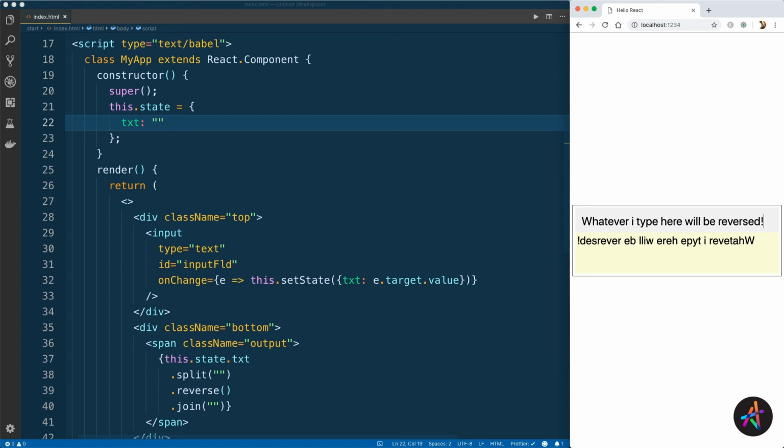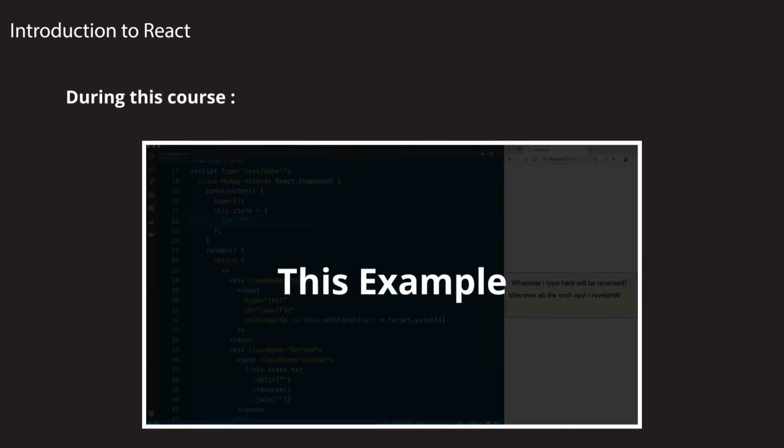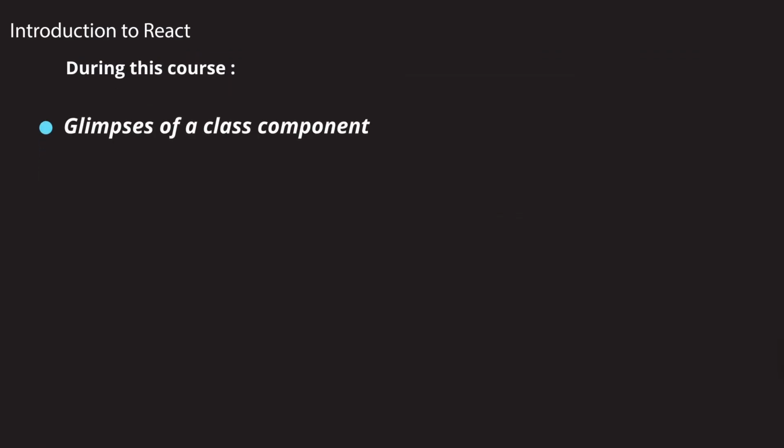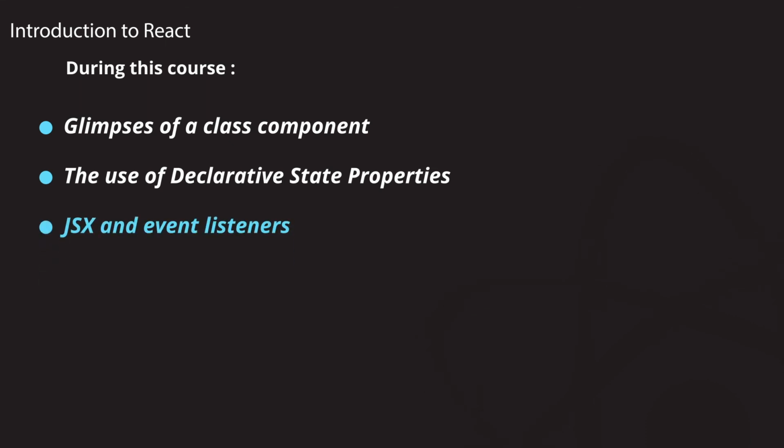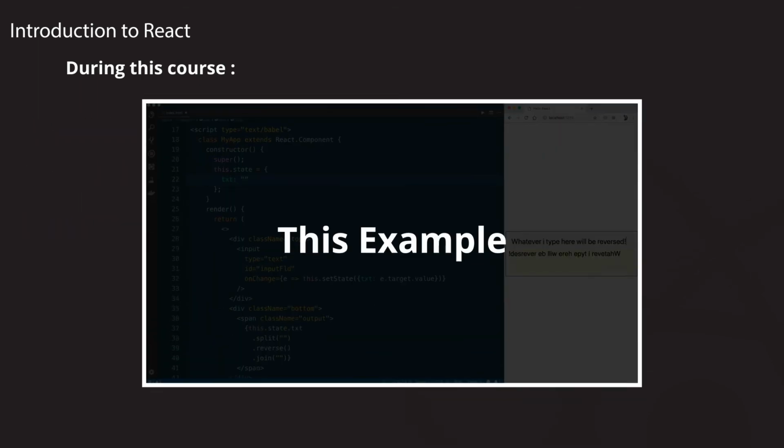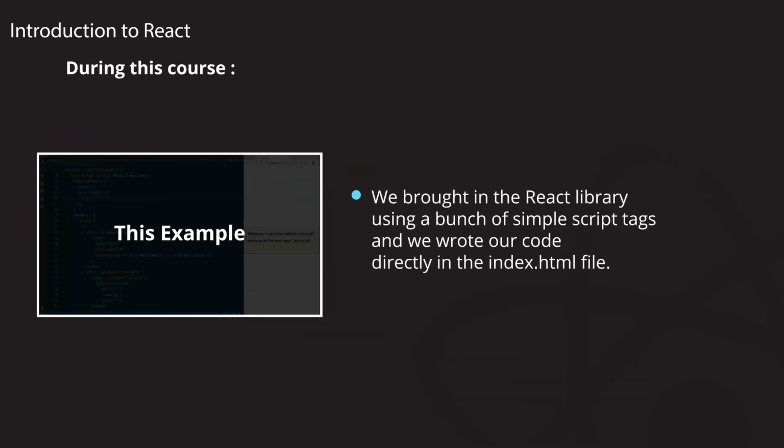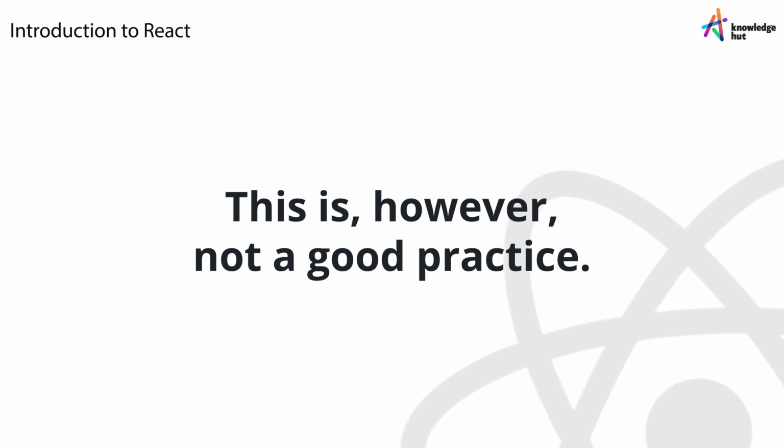How does it feel? During the course of this example, you saw glimpses of a class component, the use of declarative state properties, JSX, and event listeners, among other things. We'll go into all these features in extensive detail as we go further into the course. In this example, we brought in the React library using a bunch of simple script tags, and we wrote our code directly in the index.html file. This is, however, not a good practice.